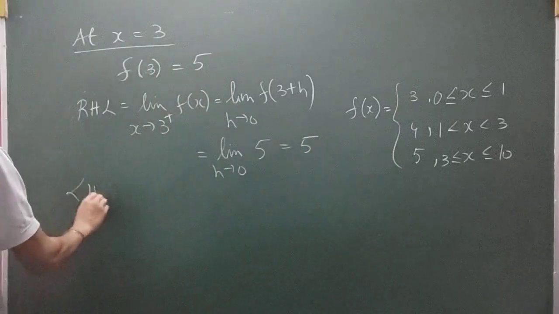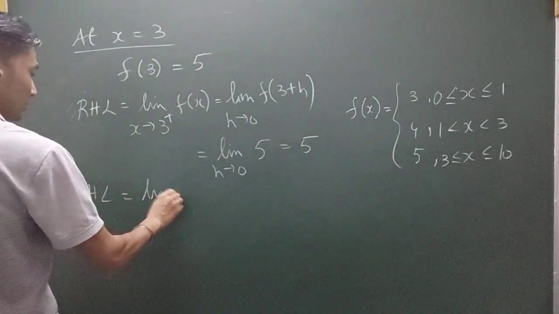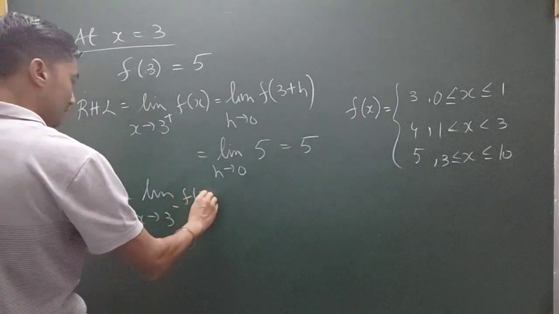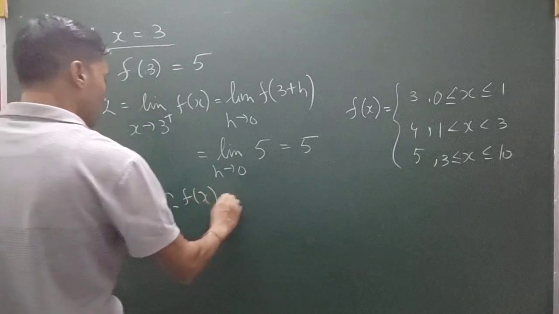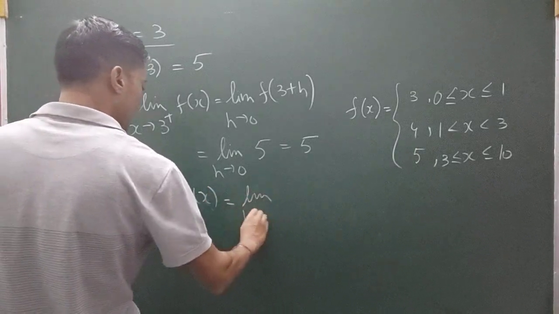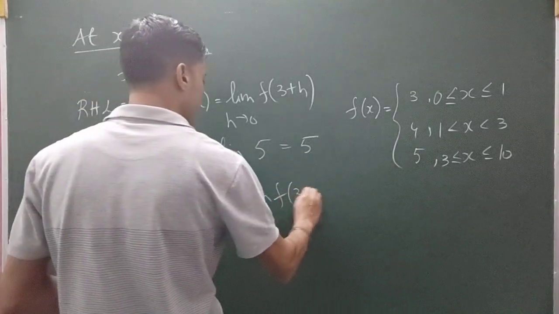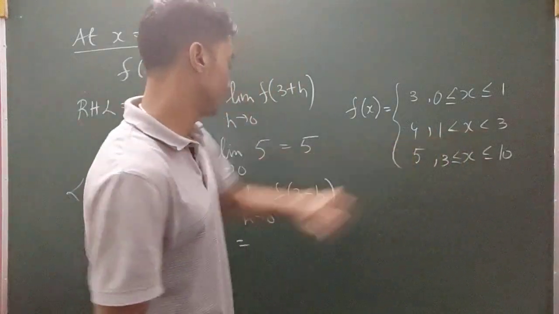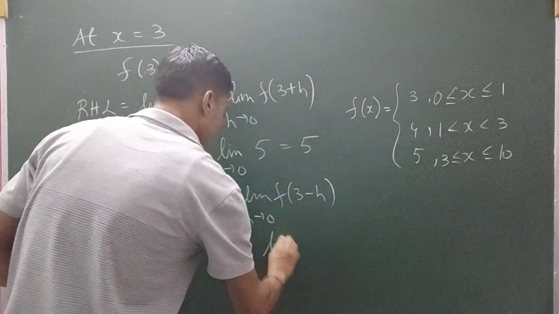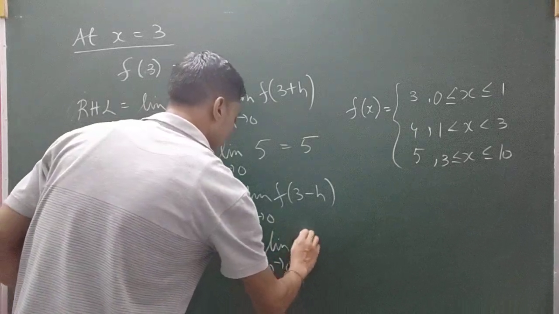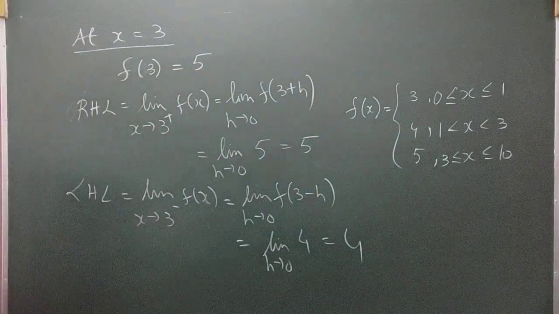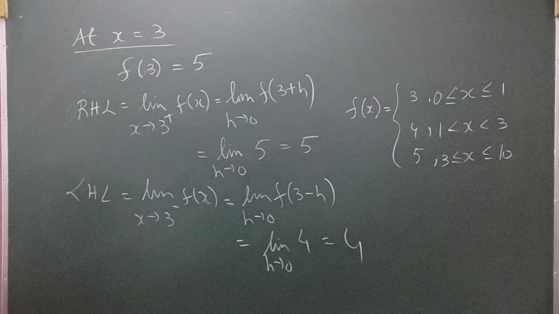What about the left hand limit? The left hand limit is the limiting value as x tends to 3 minus, that is slightly less than 3. So that would be the limiting value as h tends to 0, f of 3 minus h. Now this time slightly less than 3, the value is 4. So here also you will see that the limit is again what? Not continuous.